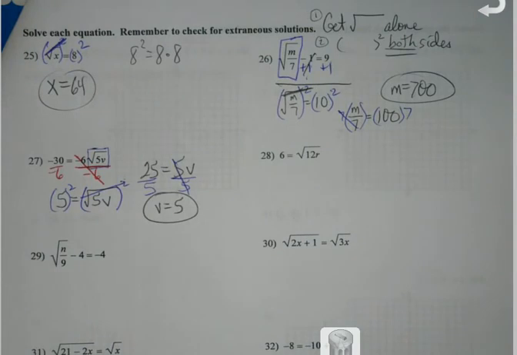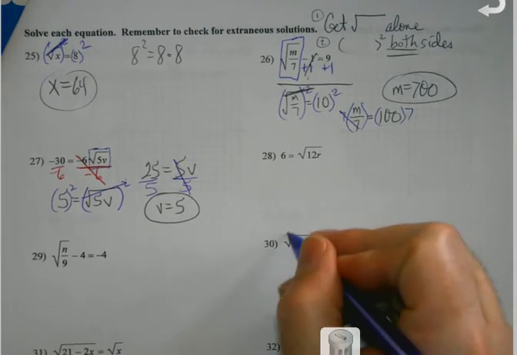There was one more I wanted to do. I just got to find it. There it is. Okay, number 30. Well, wait a minute. You said get the radical alone. There's radicals on both sides. Right, but they're by themselves on both sides. So that's okay.